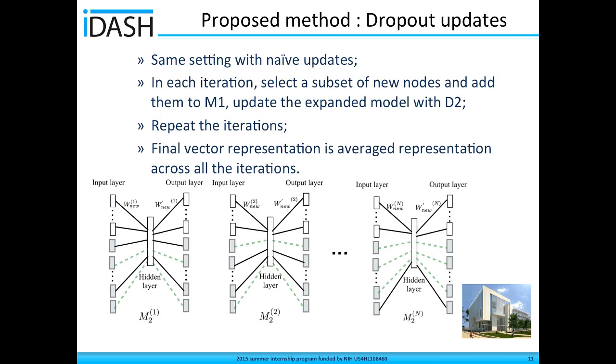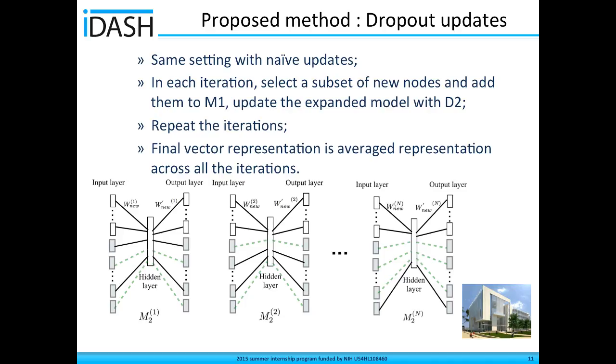The second method we propose is called dropout updates. It's called dropout because it comes from the idea in neural networks. Dropout is usually used in neural networks to avoid overfitting. We also use the idea here. In each iteration, we select a subset of new nodes and add them to the existing model. Then we repeat this process several times and average the vector representation over all the trained models to get a final result.